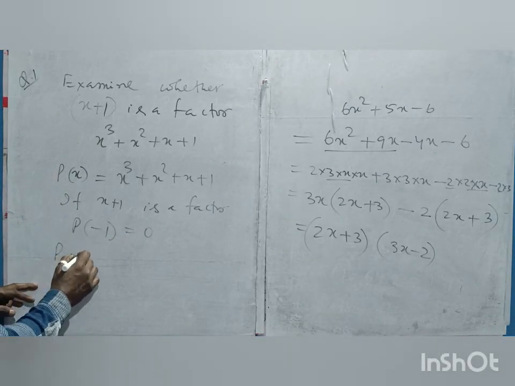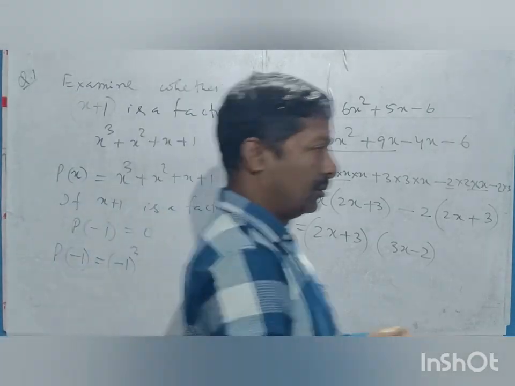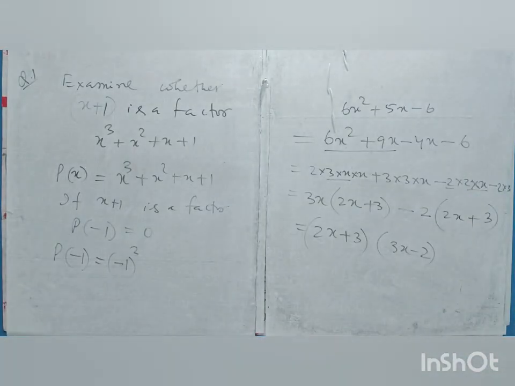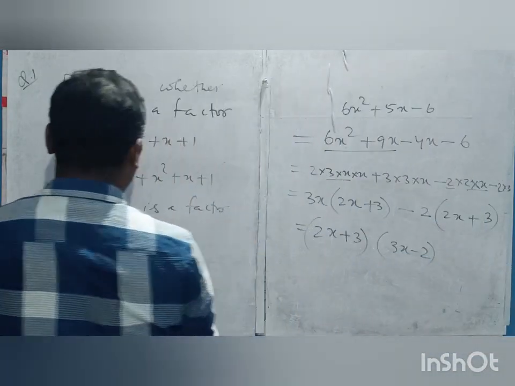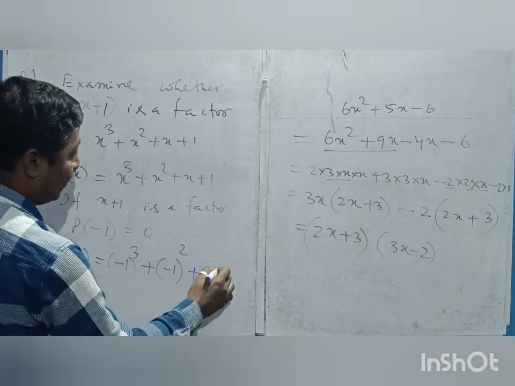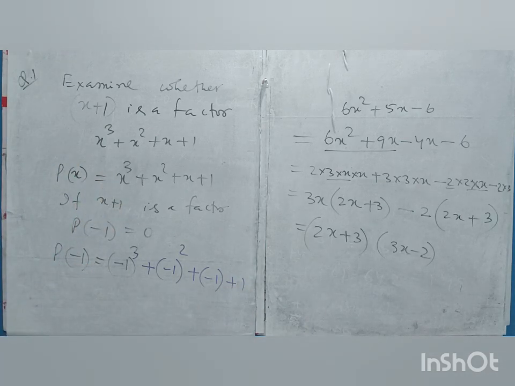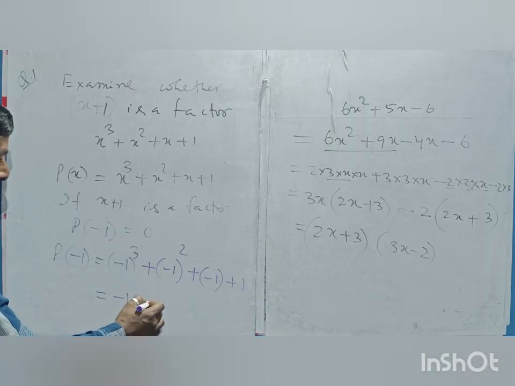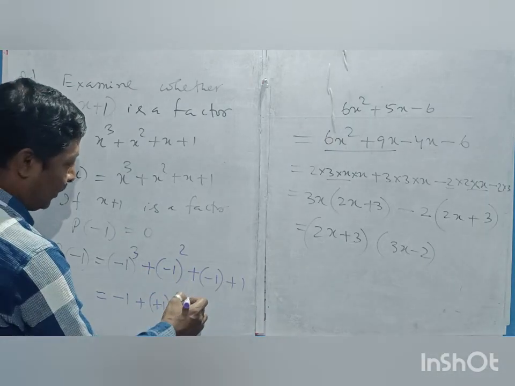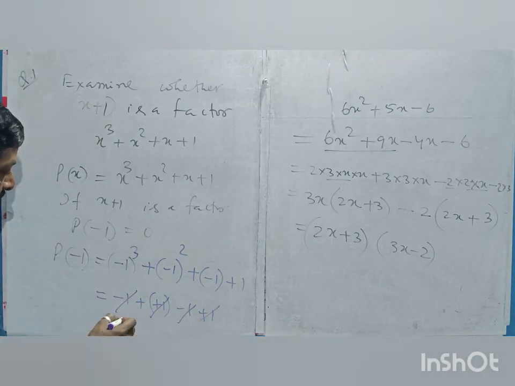So take p(-1): minus 1 whole cube, plus minus 1 whole square, plus minus 1, plus 1. I have just put the value of x as minus 1, nothing else. The odd power of minus 1 is always minus 1, and the even power is always plus 1. So minus 1 plus 1 minus 1 plus 1 is 0. So it is a factor.